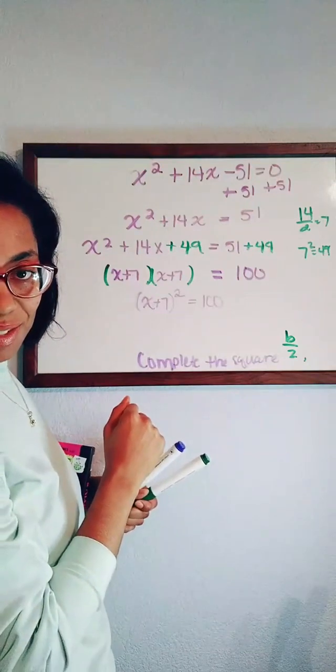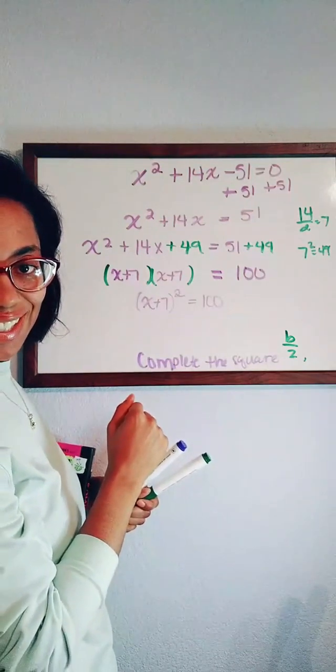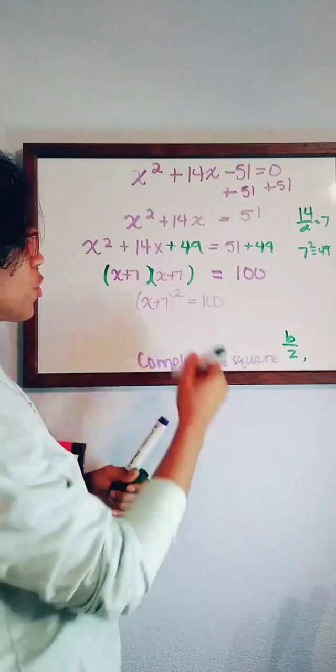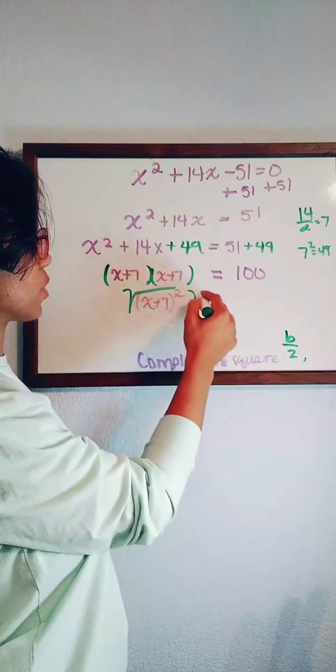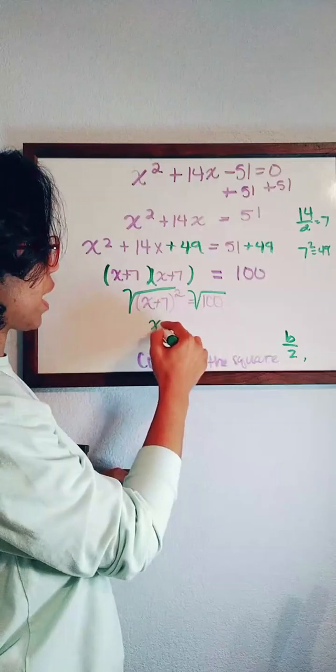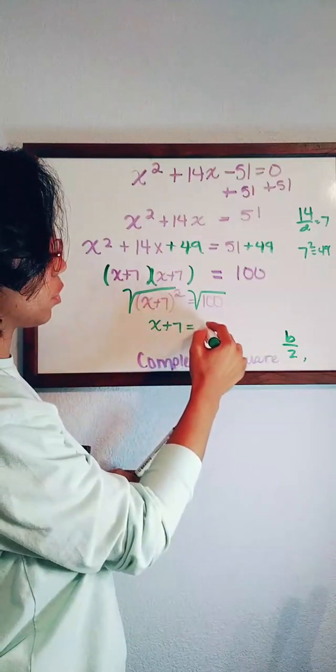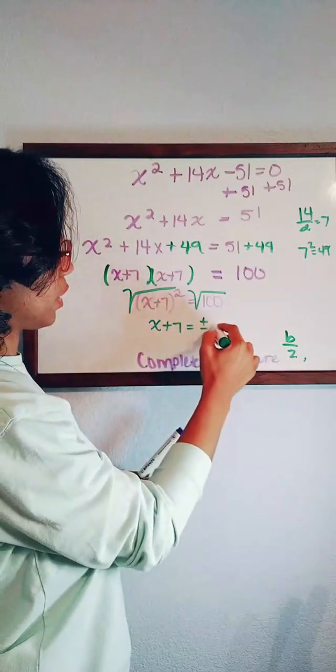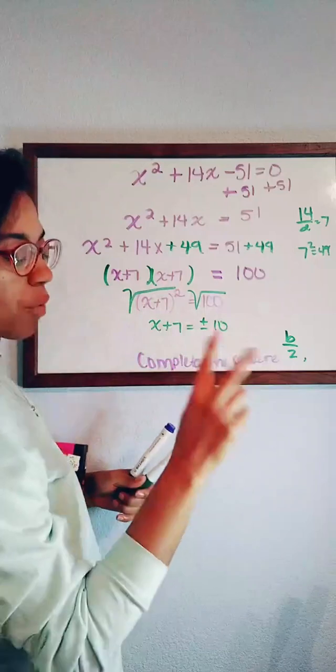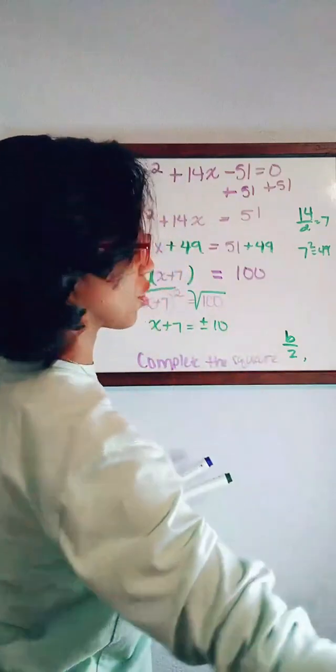Hey, Montavious Holder. You got to take the square root because we want to do the opposite of squaring a number. So we take the square root. Now we're going to have x plus 7 is equal to positive and negative 10. This is now where you're going to write your 2 separate equations so that you can find your roots.